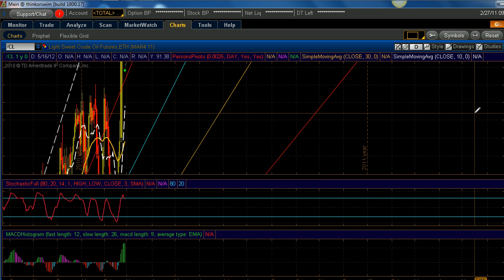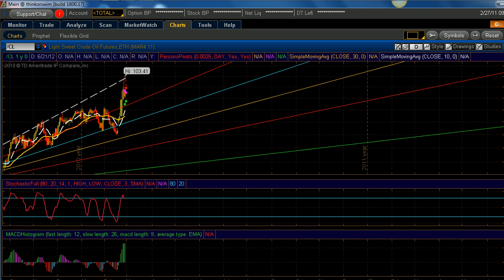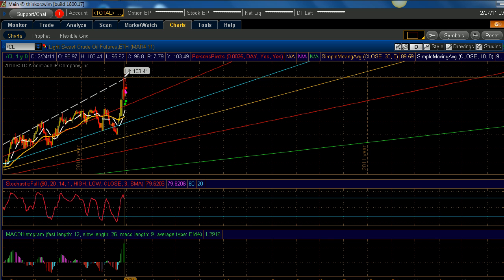And you can see, again, this blue, I believe that's where we're at. Right, we came right up to here, and that's our resistance now, that 103.41. Should we go above that, all bets are off.